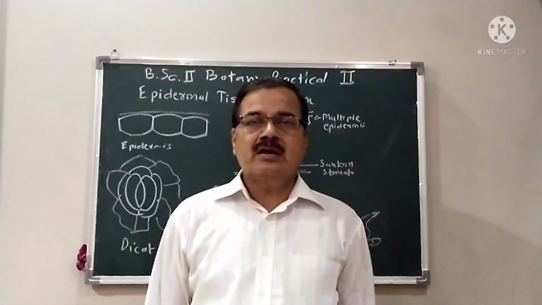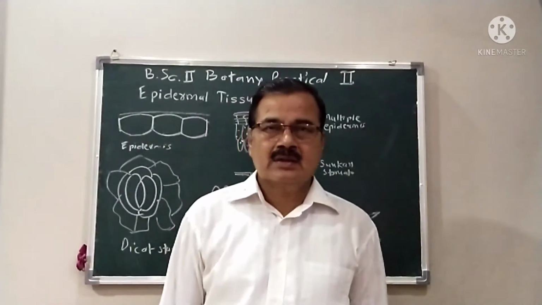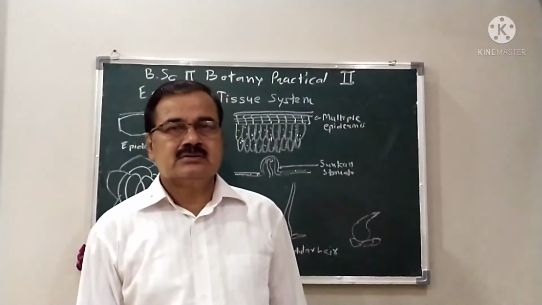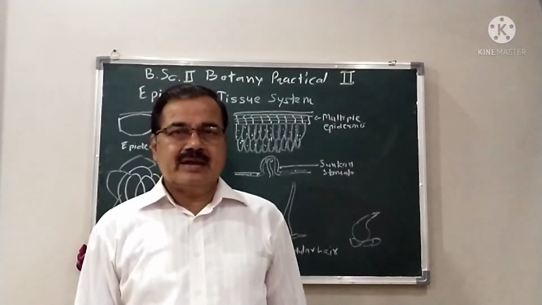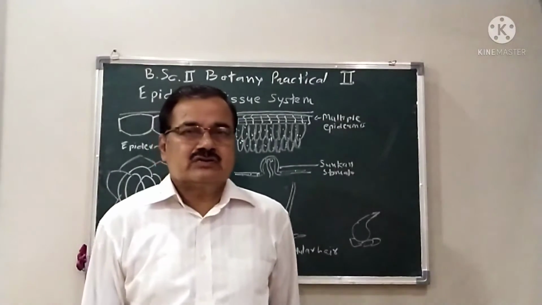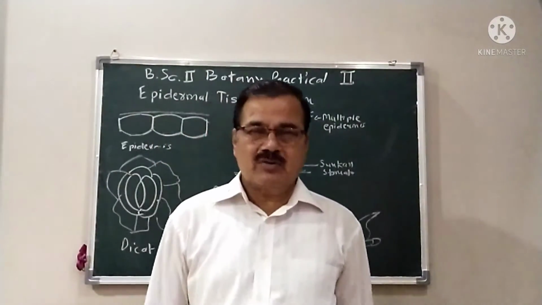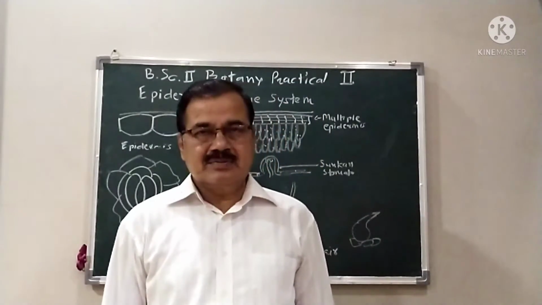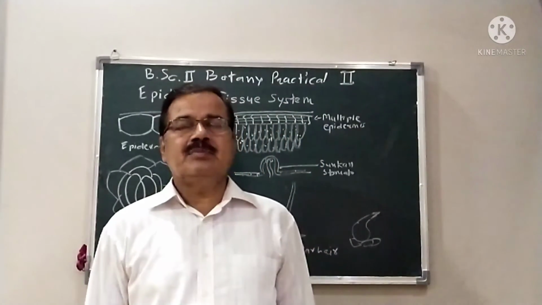Study of the epidermal tissue system. The different types of tissues present in the plant are epidermal, mechanical, secretory, and vascular tissues, which are important tissues found in plants. The epidermal tissue system consists of the epidermis, stomata, and epidermal outgrowths.